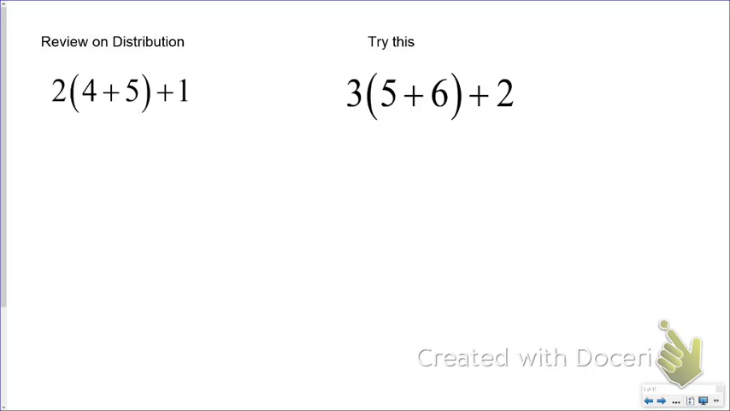Okay, so you distributed 3 to the 5 and then 3 to the 6. You'd get 15 plus 18 here. You'd add 2 to that, and you should get 35. Let's move on to the next question.